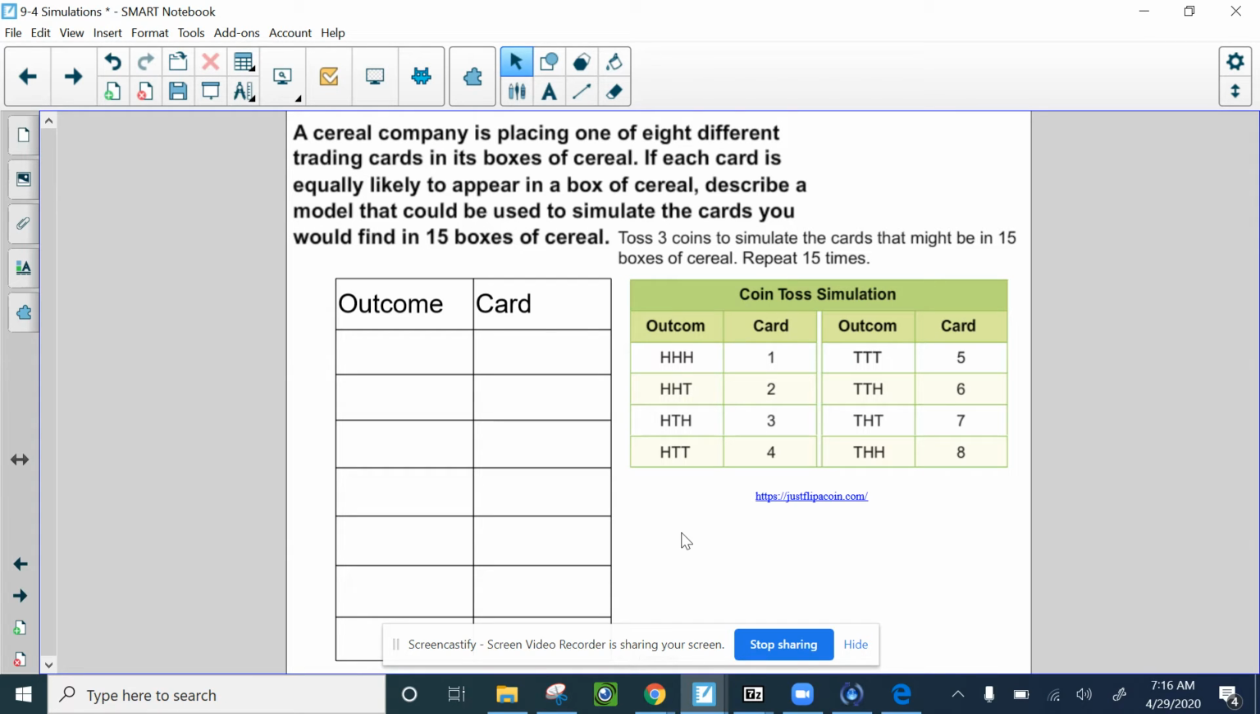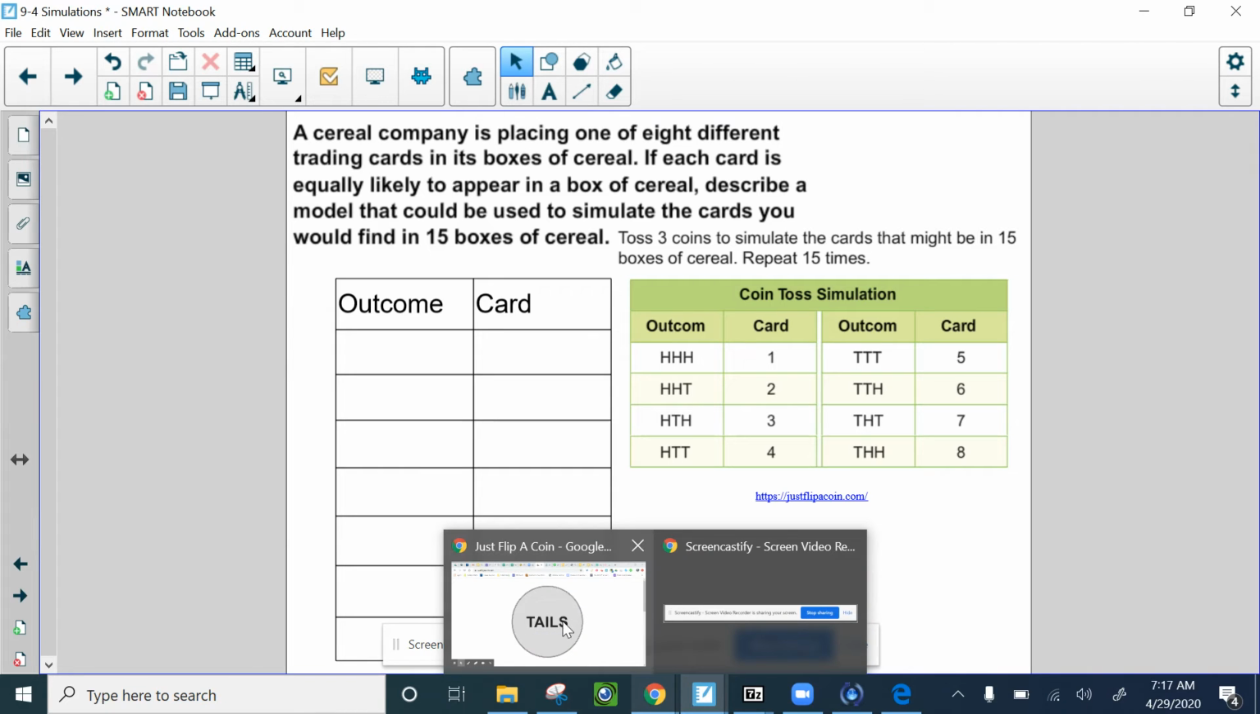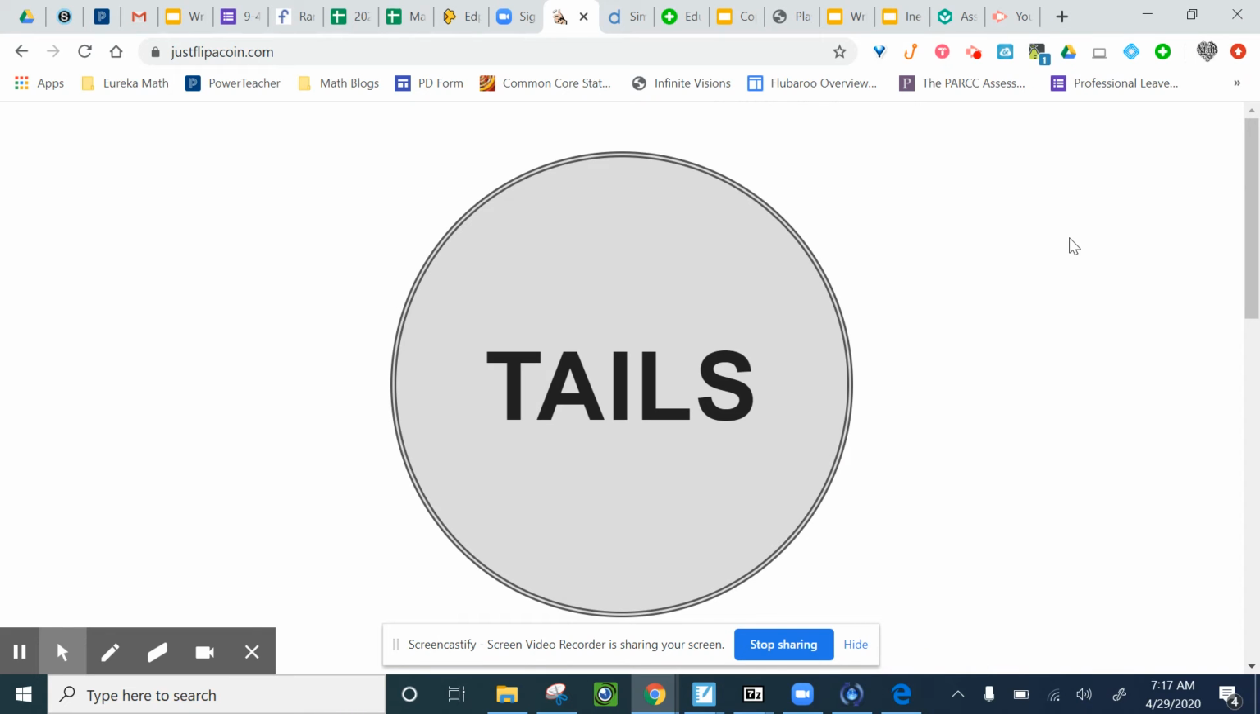Normally in class, I'd have you guys come up and flip a real coin to do this simulation. Since we are not in class right now, I do have this website which you guys are going to be able to use today on your assignments if you do not have an actual coin at home to be flipping. So I'm going to flip this 3 times.